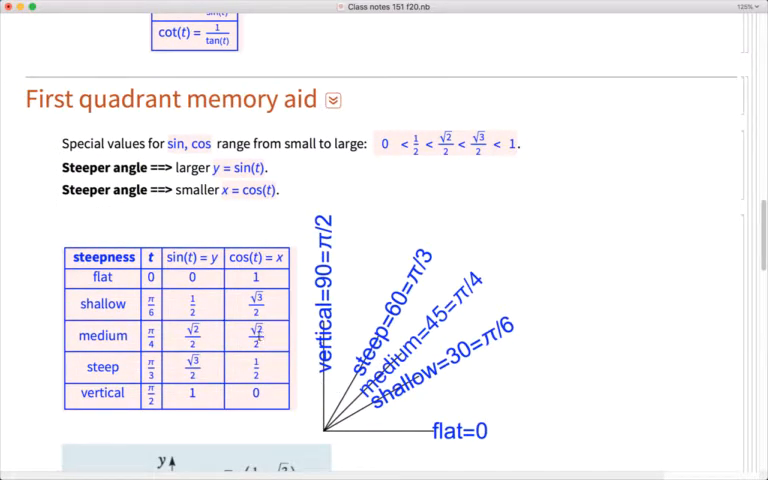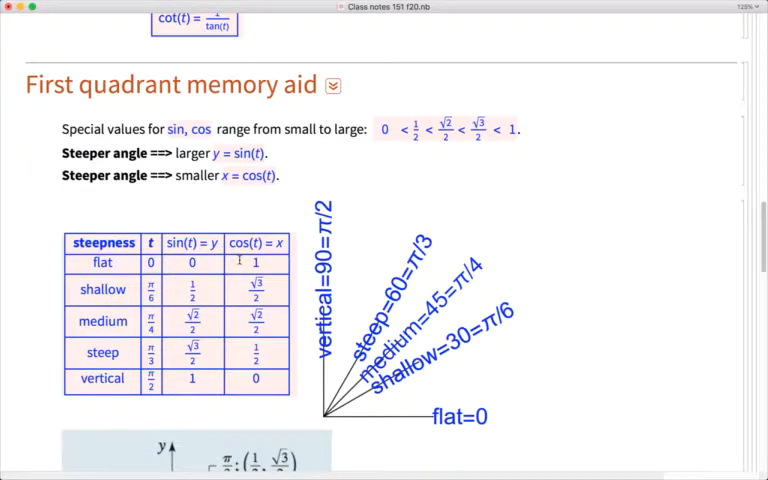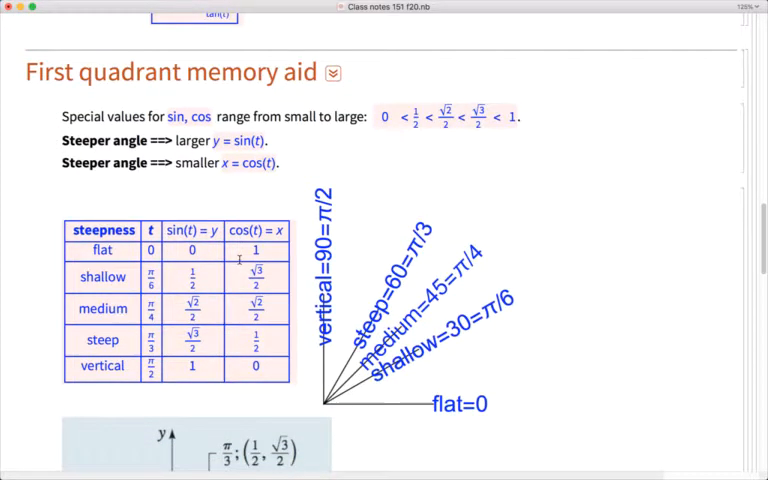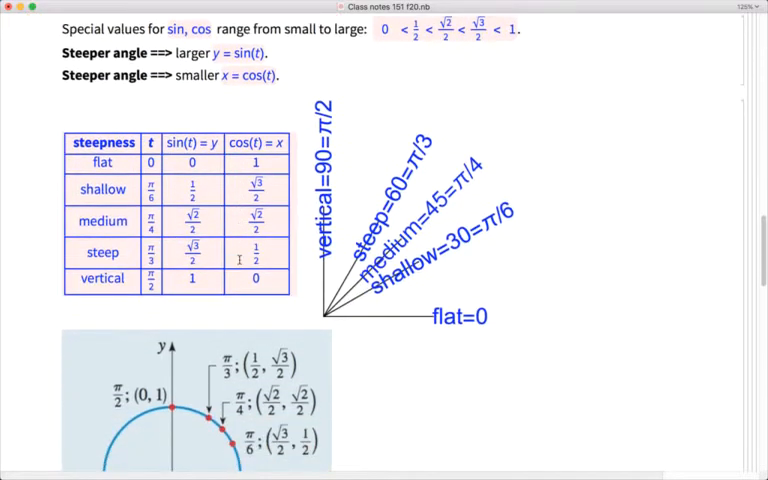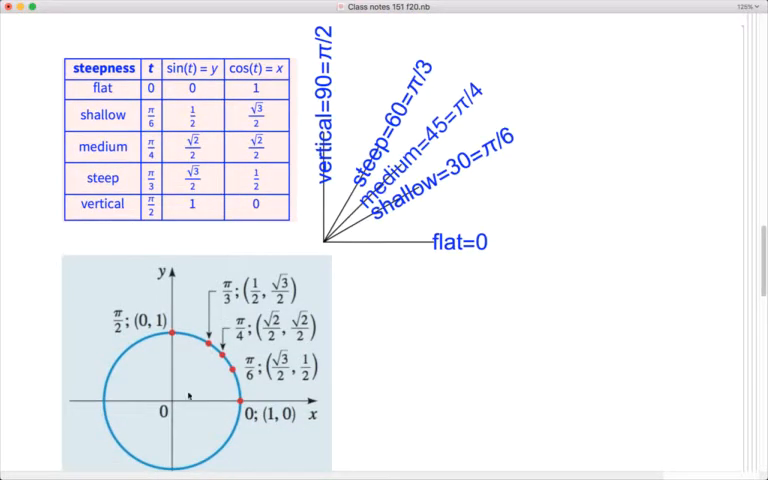Okay, so this is the same memory aid that I've shown you several times now, except this time in the context of the unit circle. The sine function is the y-coordinate of the terminal point, and the cosine function is the x-coordinate of the terminal point. Last time I showed you this, I simply put in the y and x coordinates, but now we're putting in the sine and the cosine, because that's our new definition for sine and cosine. They are the y and x coordinates of the terminal point.